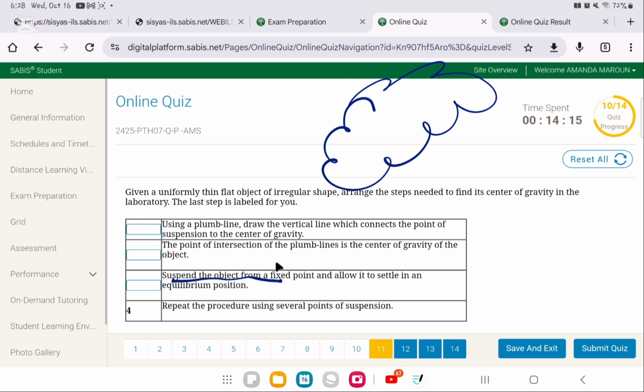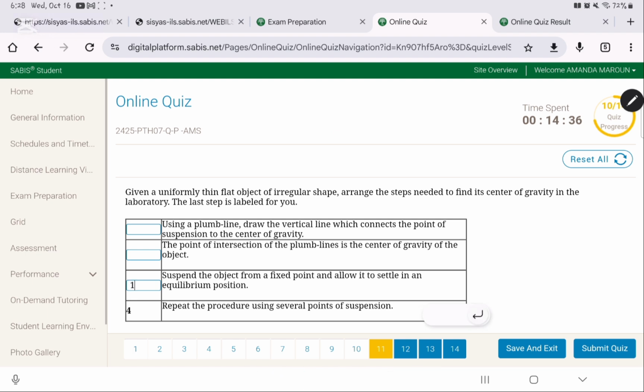Take a paper, for example. Cut a paper in an irregular shape. For example, like I did now. Stick it on your wall. You will see that, holding it from the very top, the paper starts to fall until it reaches equilibrium. So you suspend the object from a fixed point and allow it to settle in an equilibrium position.